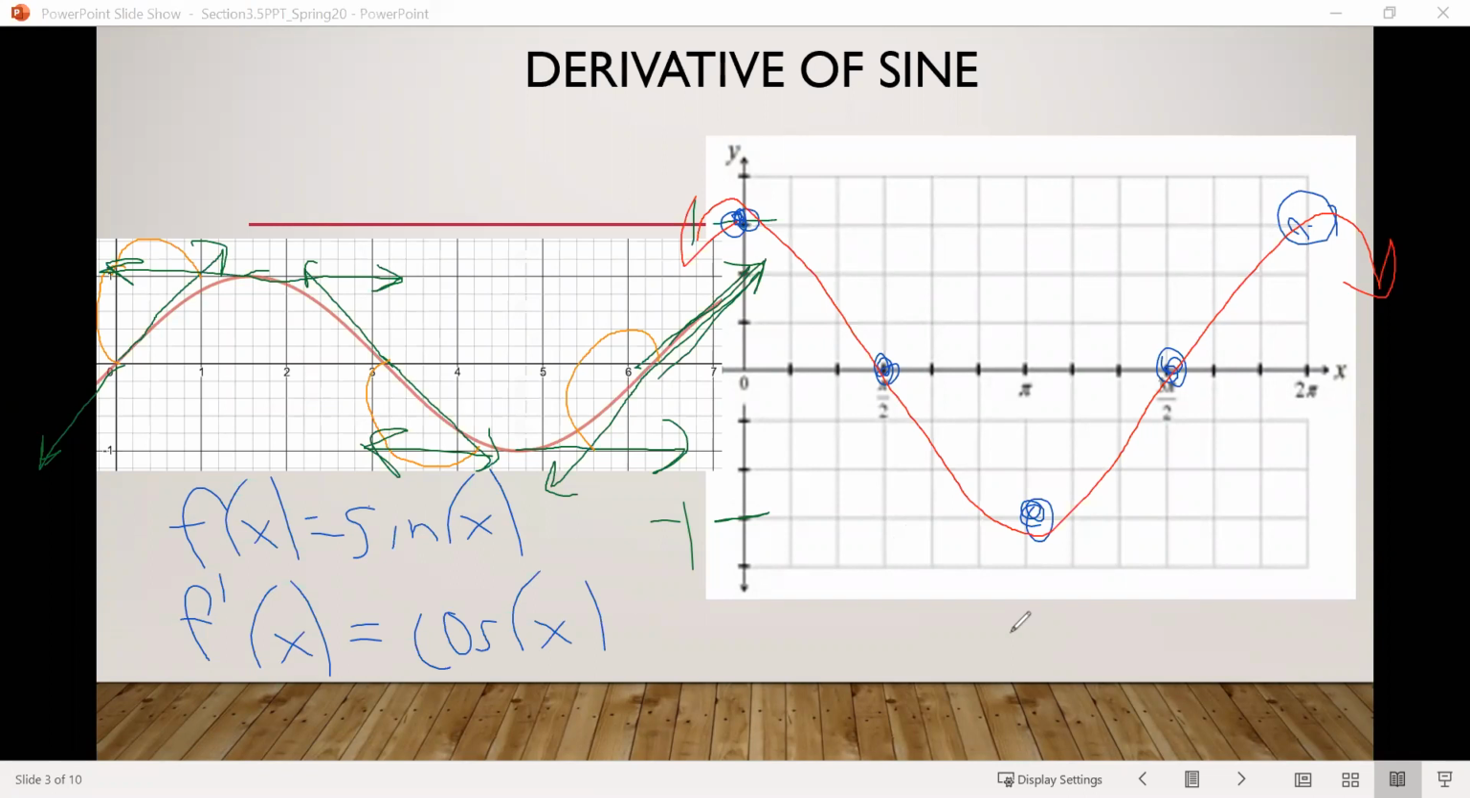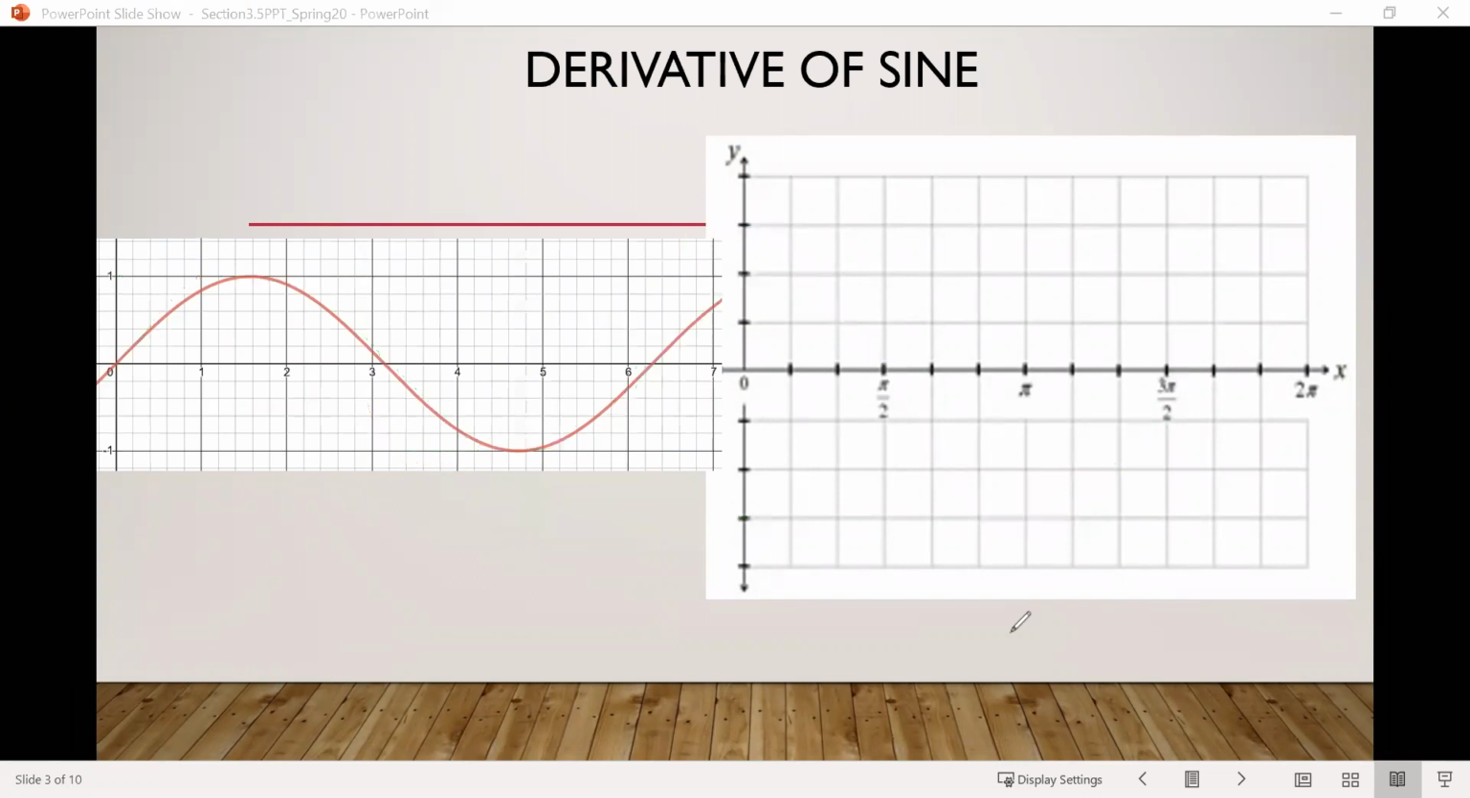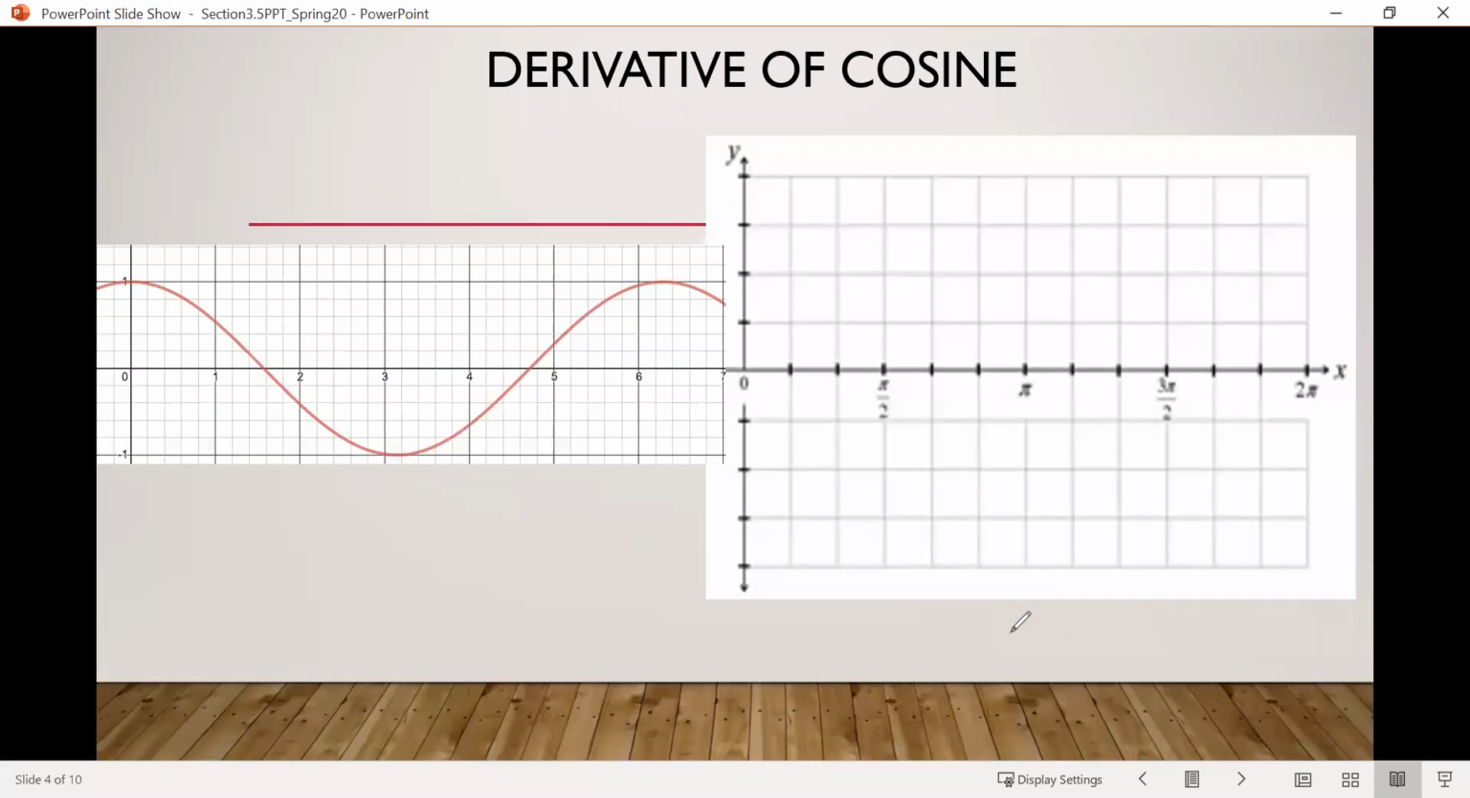Okay, moving on. Let's look now at the derivative of cosine, and we're going to do a similar analysis here. We'll look at the slopes of the tangent lines at different points along the graph, and then use that to graph our derivative. We start with the first one here at 0. It looks like we have a horizontal tangent line, so there the slope is 0, so we have the point 0, 0 on our derivative.